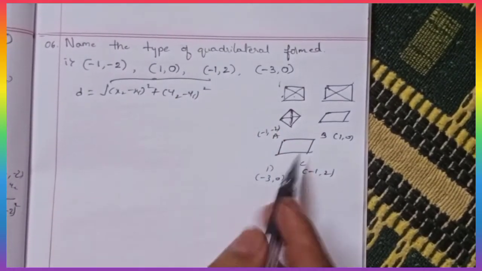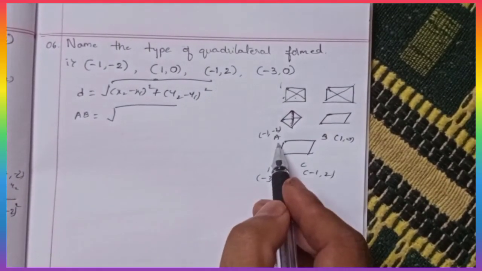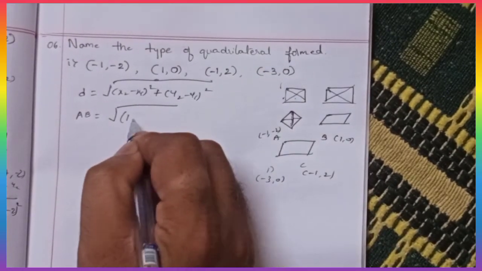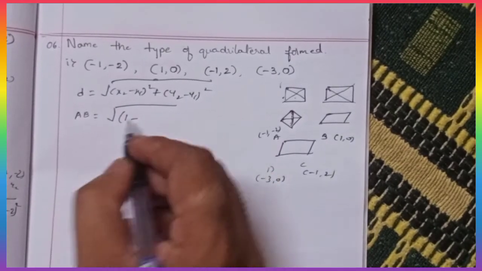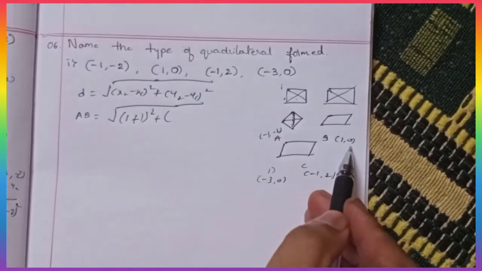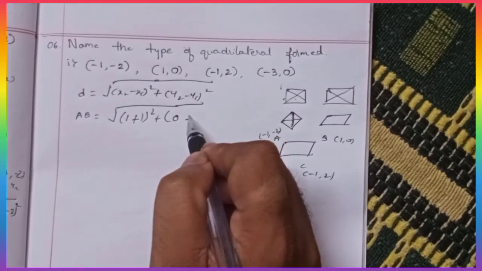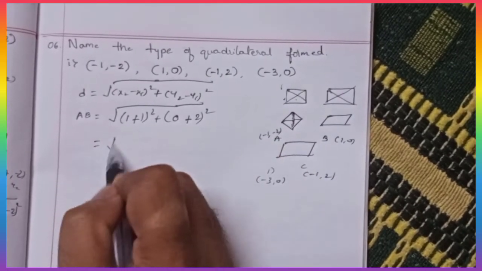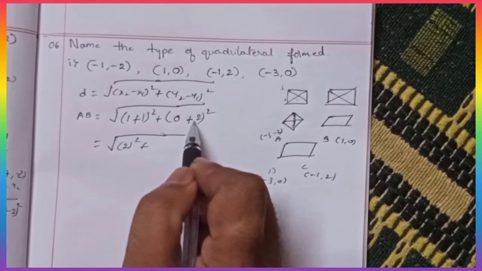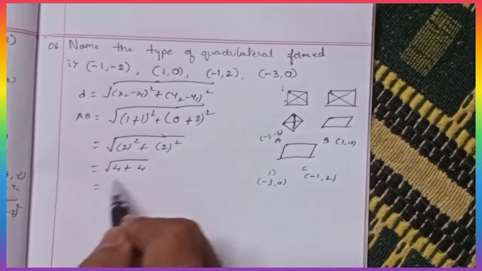Now we are going to find the distance between the points A and B. So AB is equal to the square root of (x2 minus x1) whole square, where A is the first coordinate point and B is the second coordinate point. x2 is 1 minus x1, which is -1, so minus and another minus becomes plus: (1 plus 1) whole square, plus (y2 minus y1), which is 0 minus (-2). Minus into minus becomes plus, so 0 plus 2 is 2. So it is 2 square plus 2 square, which is 4 plus 4, that is 8.